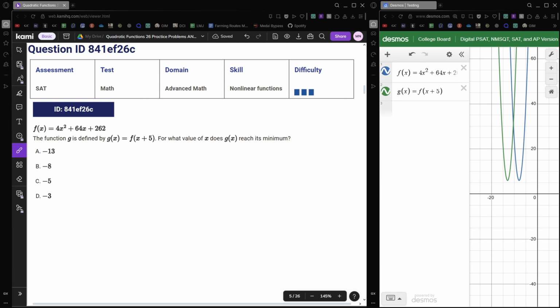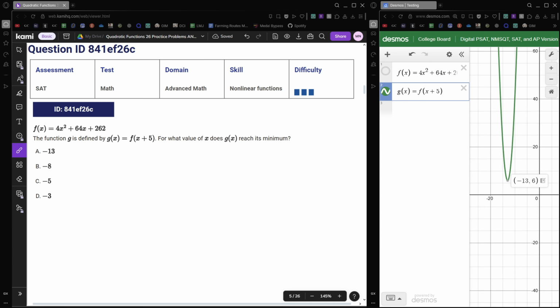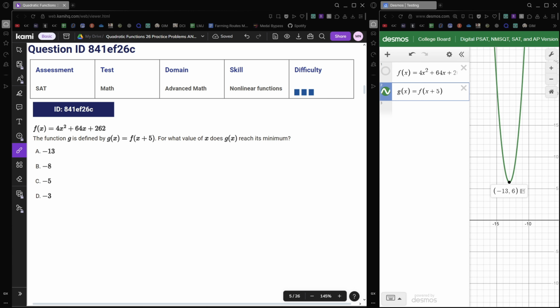Now we have two graphs on Desmos, so if you want to turn one of them off, you can just click the colored circle to the left of the equation, and now we only have one graph. Here's the minimum, and they're asking us for the x value, so here the x value at the minimum is negative 13, so our answer will be A.